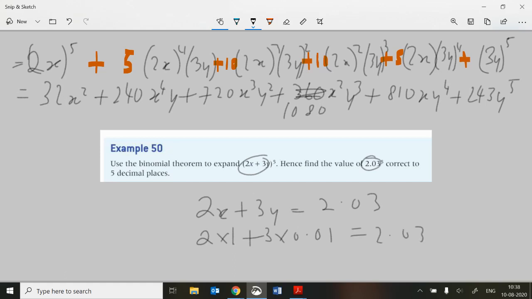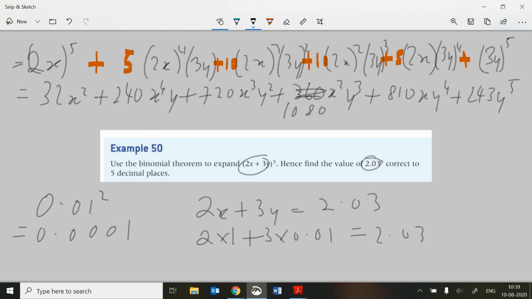Now, these things are really easy to put in here, right? So when we put in x is equal to 1, all of those x terms are going to disappear. And when we put in y is equal to 0.01, well, that's really easy to calculate. When I do 0.01 squared, I get 0.0001. Or if you want to change them into fractions, you can do that if you find that easier to work with.